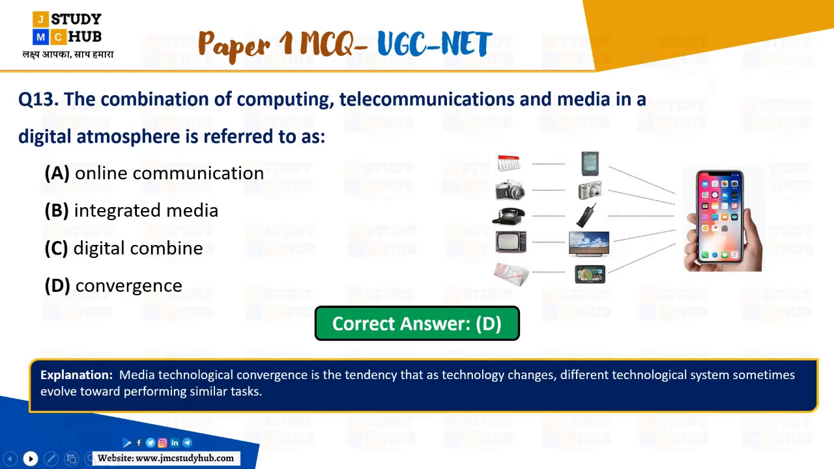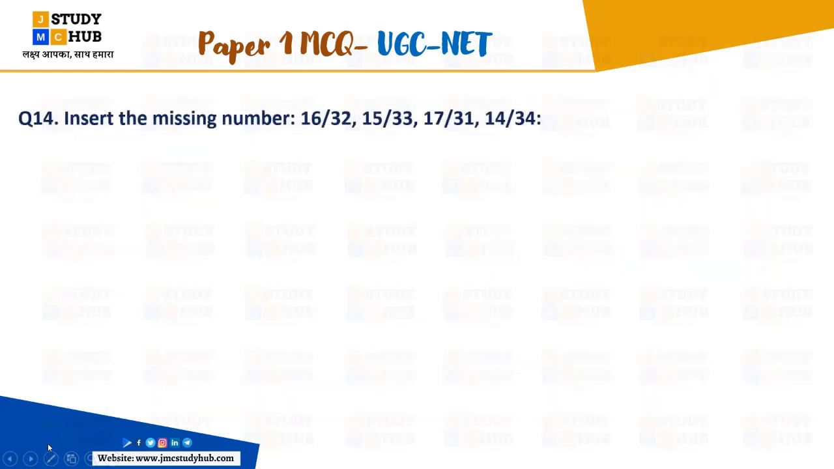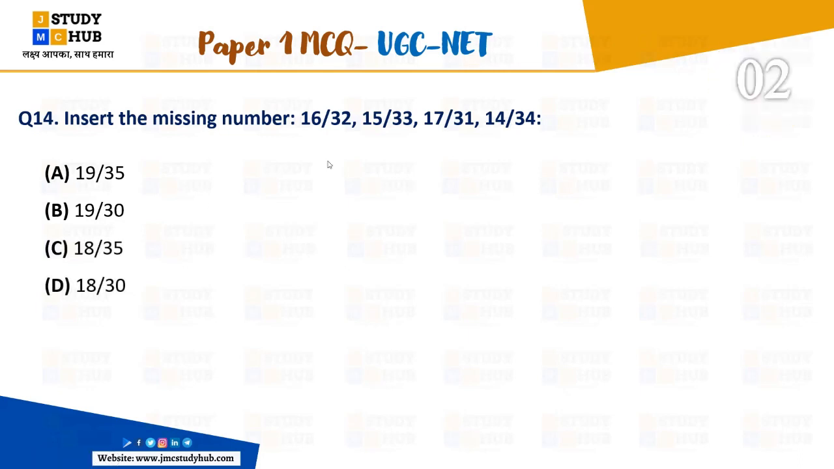So moving on to the questions, that is question number 14. Now here the reasoning part has come, because we had told you that this is miscellaneous MCQs. Now 16 by 32, 15 by 33, 17 by 31, 14 by 34, what would be the next, that is the missing number here? Everybody, quickly tell what would be the next number here? Everybody, what would be the right answer? Please look over the questions. You can easily answer by solving these questions, right?